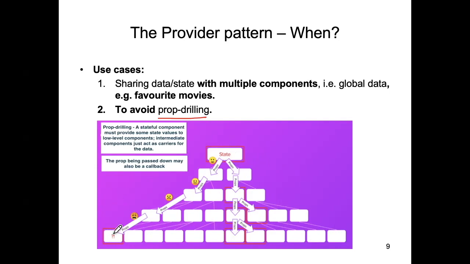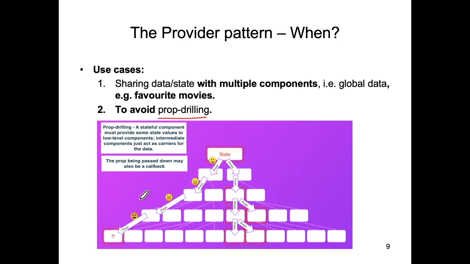For example, this component here needs to know about some of that data because it wants to display it or do some computation on it. And this component as well needs to know, and this one needs to know about it. So what we could do is pass that data down as props through the component hierarchy. The thing is, though, that these intermediate components don't really use the data. All they do is receive the prop and pass it on. Now, that is what we refer to as prop drilling, and we try to avoid it if possible.